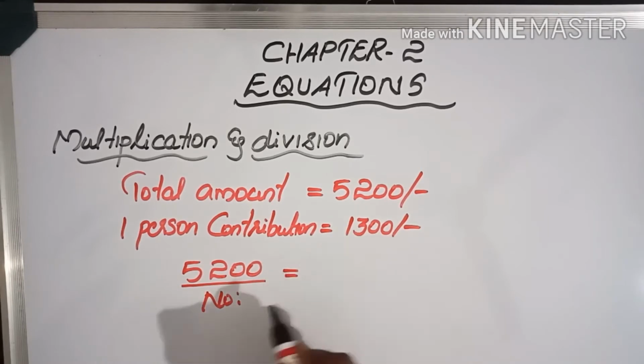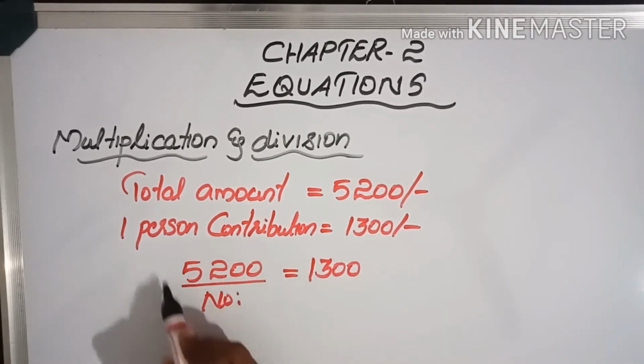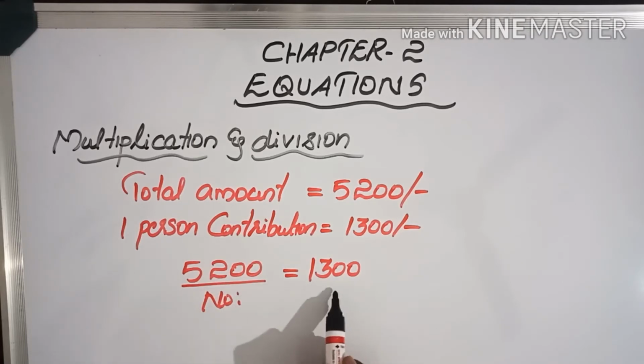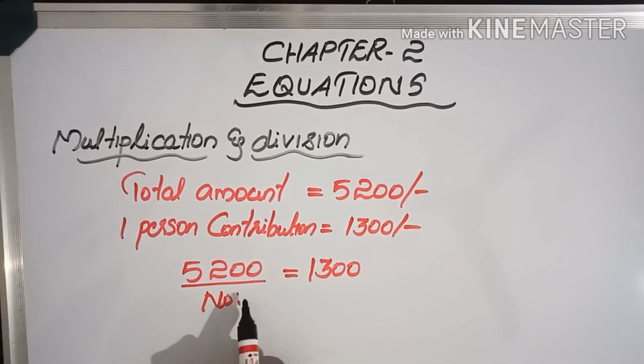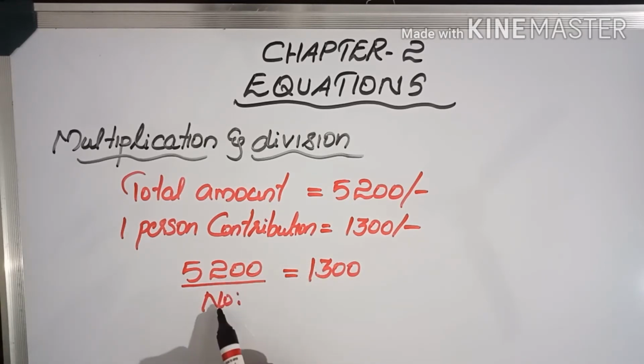The answer is 1,300. Only by dividing the total amount by the number of persons will we get one person's contribution, that is 1,300. Now we need to find the number of persons. How many persons were there? That is the question. So in order to find this, we need to take the number of persons to this side and 1,300 to this side. Here it is division also. Here also it will be division. So 1,300 comes to this side.